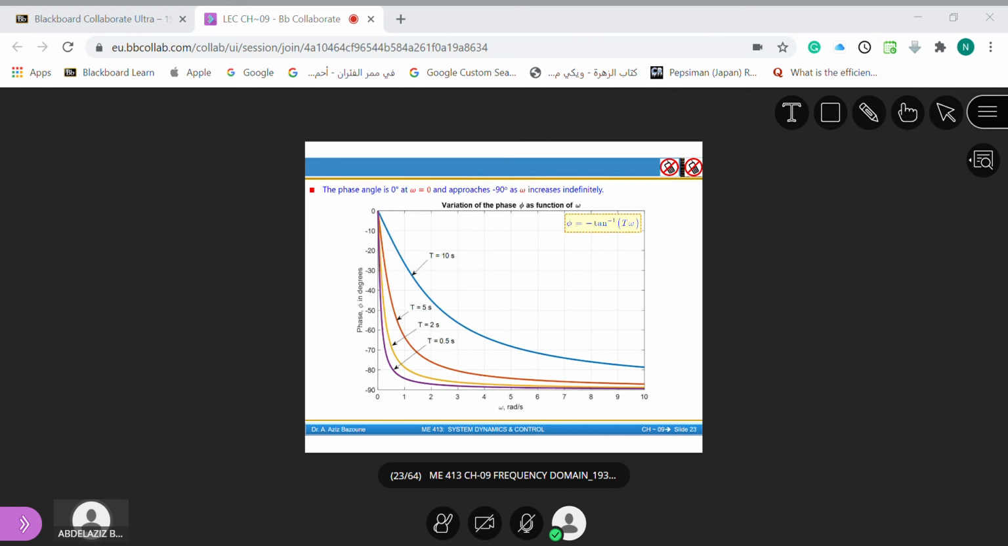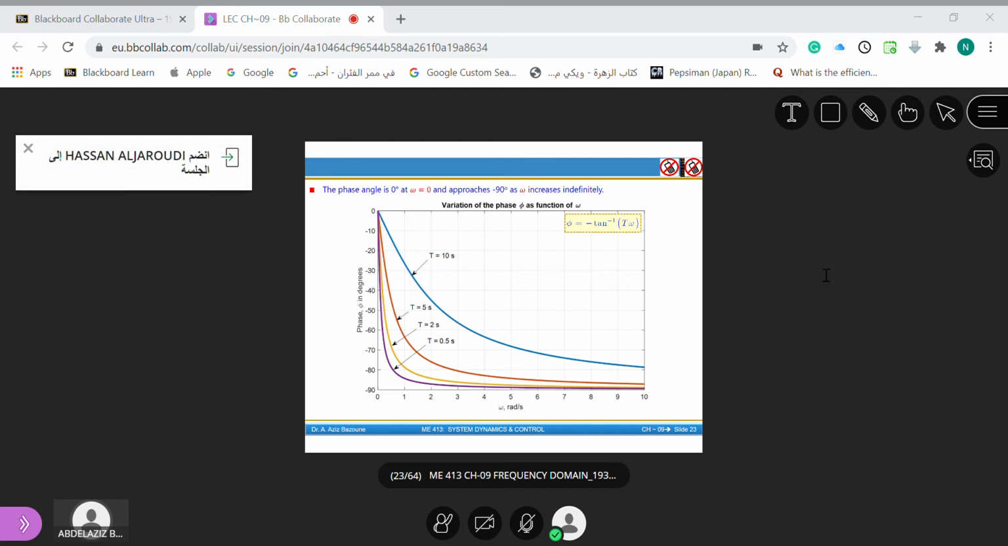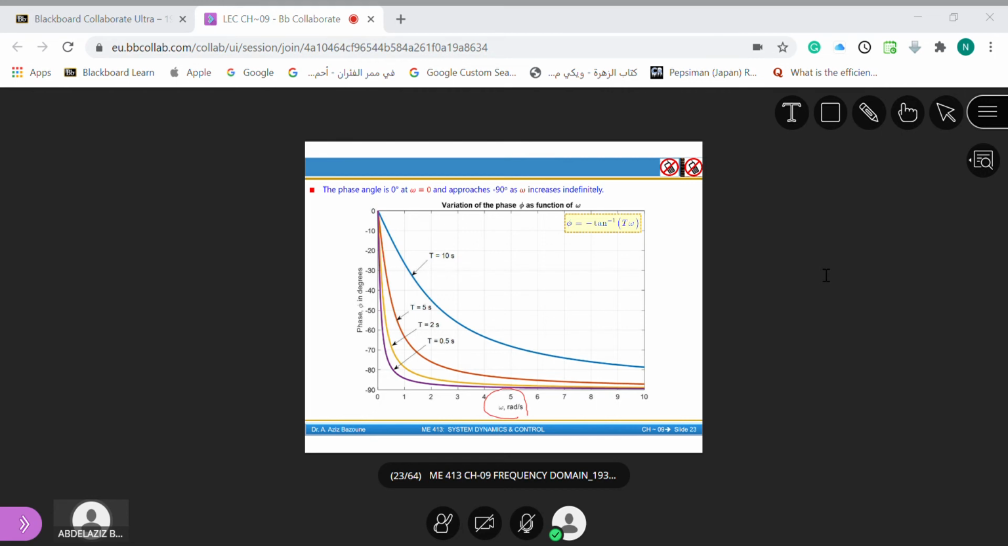This is the phase angle, how the phase angle is changing in the same way. φ, minus tan⁻¹, is going from 0 to minus 90 degrees at several values of T with omega increasing. So as omega increases, the phase angle decreases also.